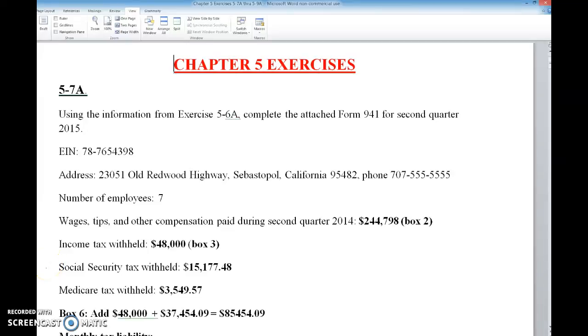Hello everyone, and in this video we are going to walk through exercises 5-7A along with 5-8A and 5-9A in regards to completing the forms that are discussed in chapter 5. So on 5-7A, we need to use information from exercise 6A, and we are going to complete form 941 in your book, on page 179 and page 180 in chapter 5.